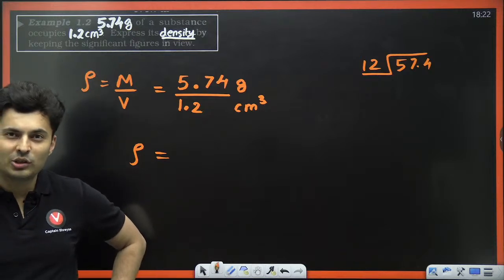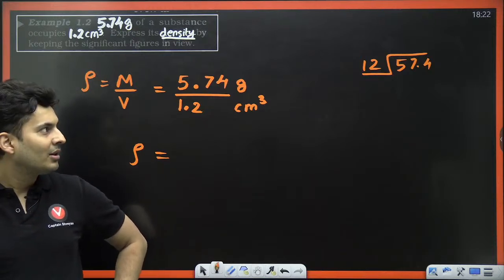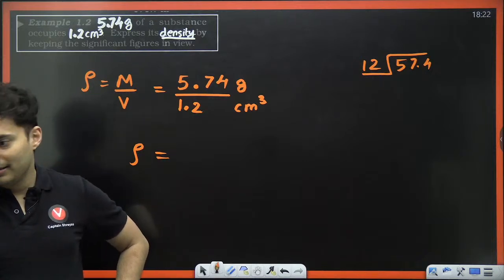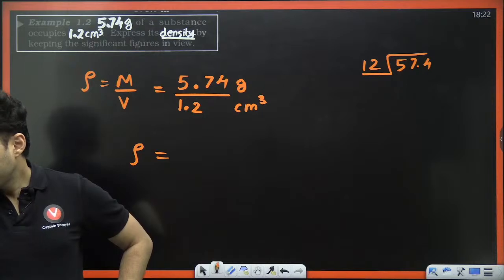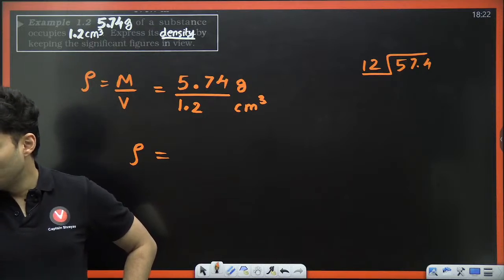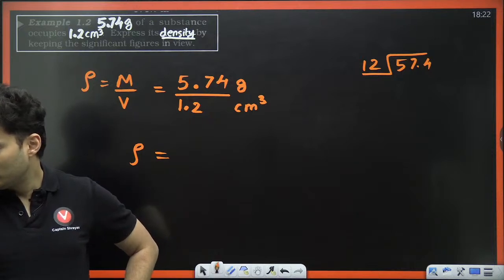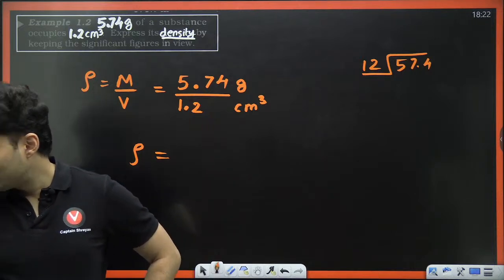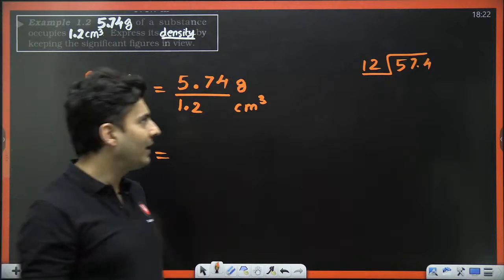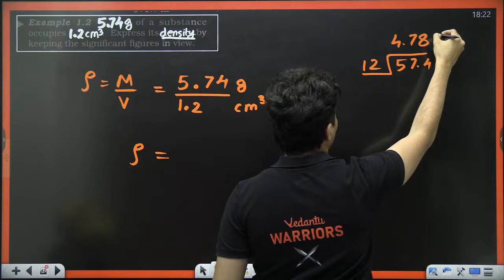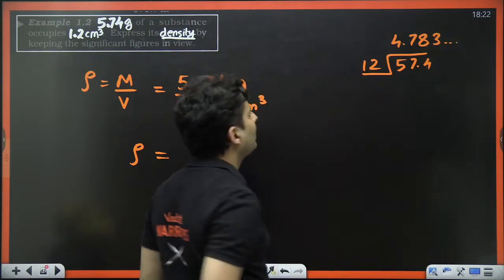12 fours are 48, so it will be 4 point something. Come on, subtract 57 and 48. We'll get 9. 12 sevens are 84. You'll be left with 6. And all of that. Come on, do it. 4.78 something. Very good. Are you getting like 4.783? I think that will be recurring or something.